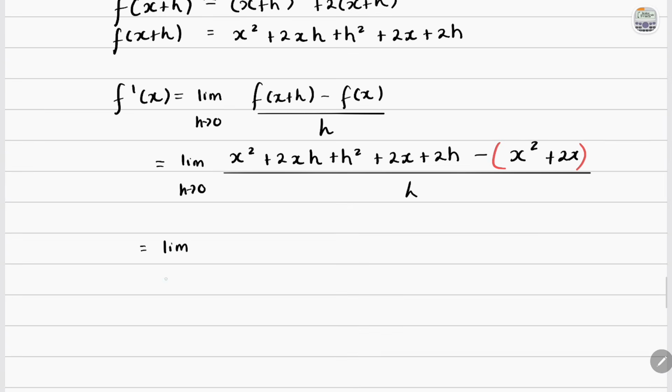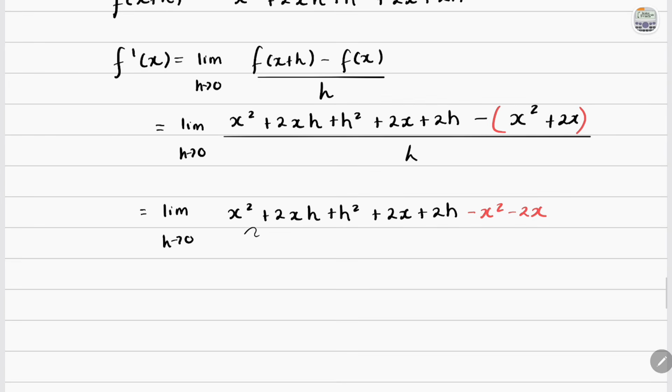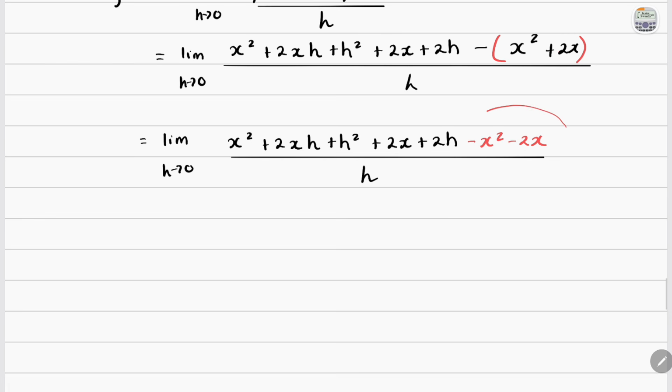So the limit as h approaches 0, and we're going to take all of that again. But now when we subtract, we're going to get negative x squared and then minus 2x. And then this goes all over the h again. Okay, so what will cancel would be whatever is common with whatever you are subtracting by. So we have a negative x squared and a positive x squared. You see how they just become 0. And then the 2x minus 2x is also 0. And so all that is left is we say the limit as h approaches 0, and we have 2xh plus h squared plus 2h all over the h.